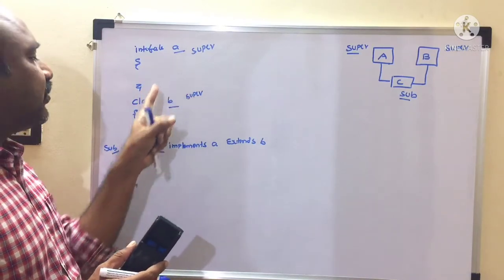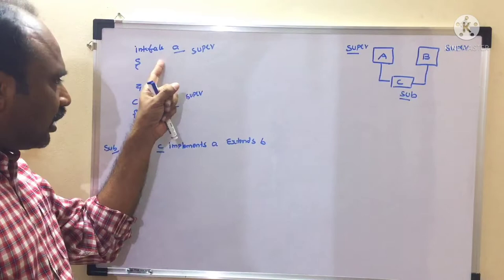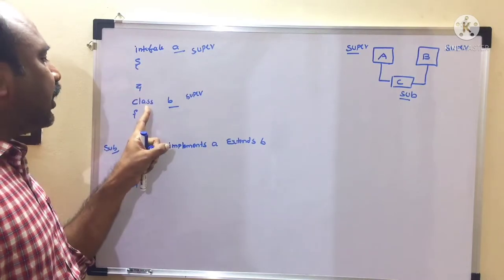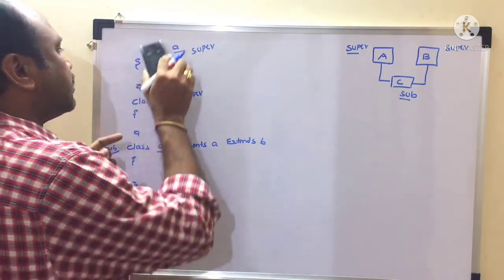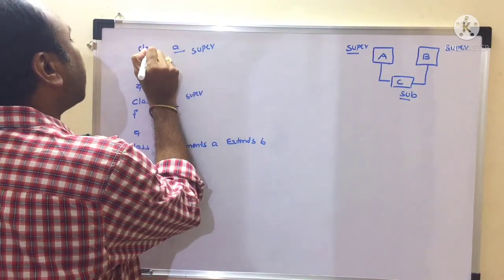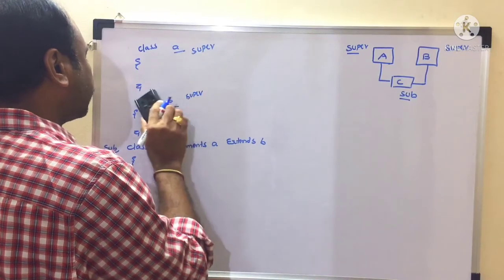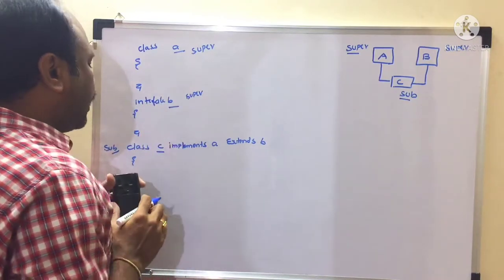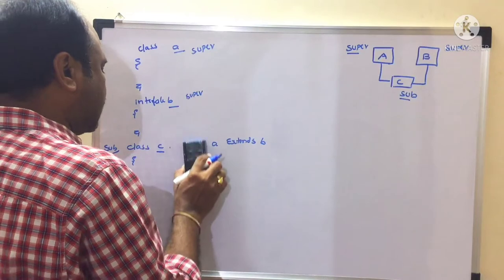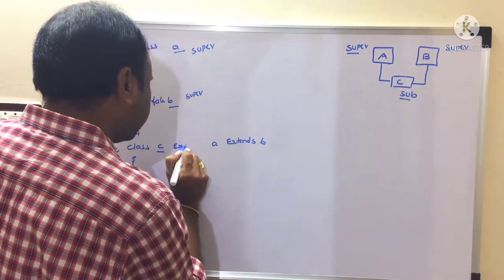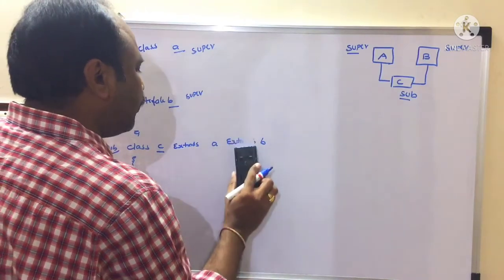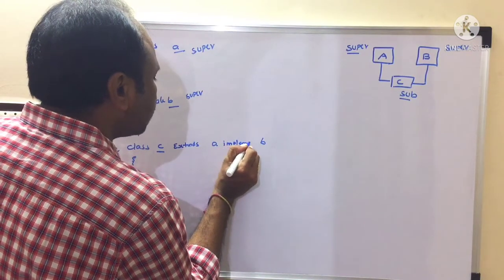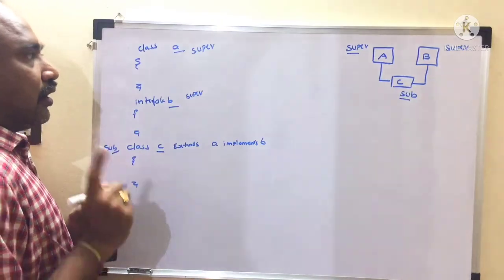Sir, why are you taking A as an interface? Can I take B as an interface? Your wish. Either A or B, you have to take as an interface. Suppose now I will take A as a class only, but I will take B as an interface. Okay, now I am creating C class: class C extends A, then write implements B. Means we are creating C class from A class and B interface.